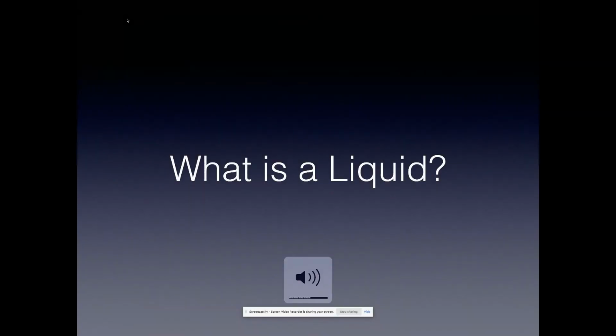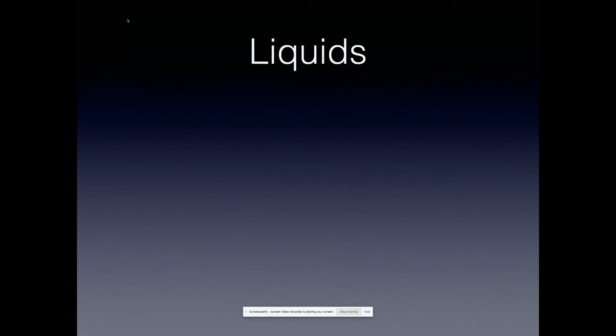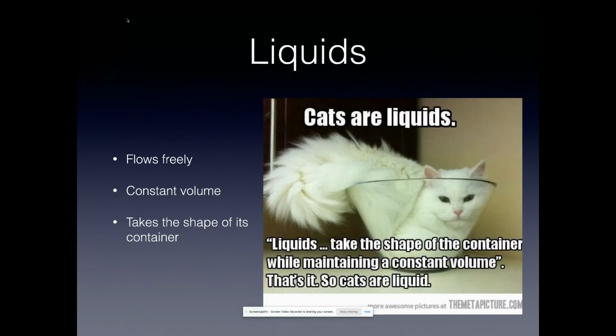So, we're going to be taking a look at the next part of the lecture outline dealing with liquids and solids. And we're actually going to talk about liquids today. So, things to remember about liquids themselves: one, they flow freely; two, they have a constant volume; and three, they take the shape of their container. So, liquids, always remember constant volume and take the shape of their container.